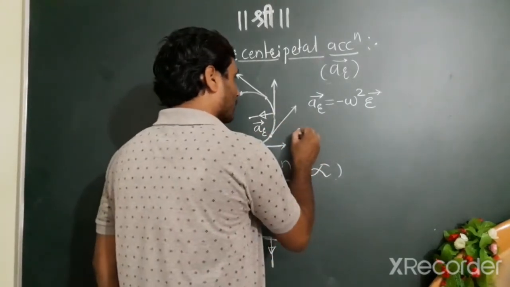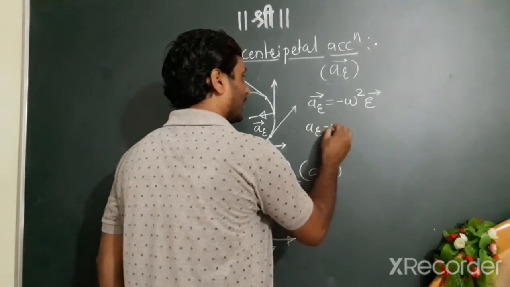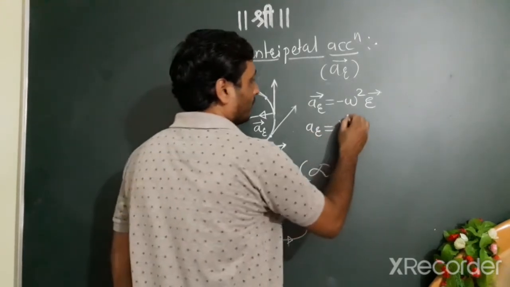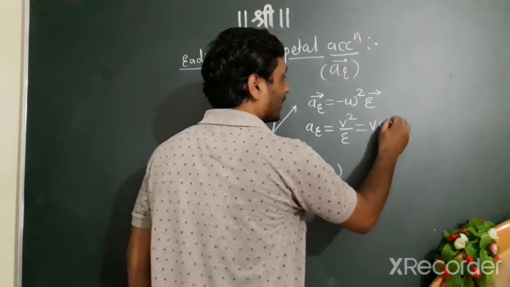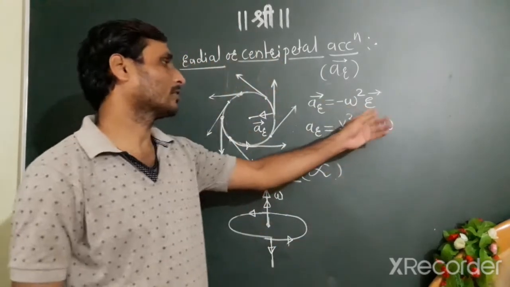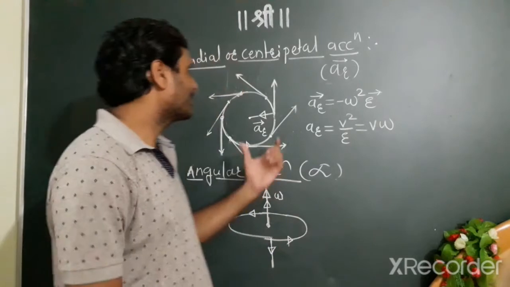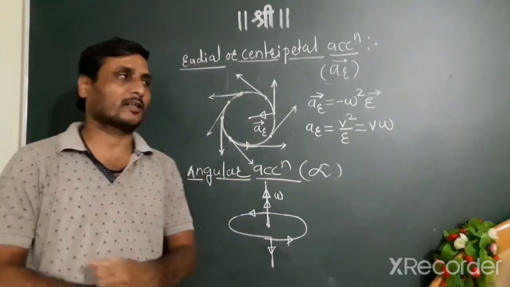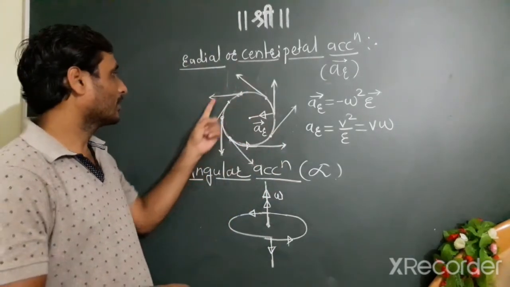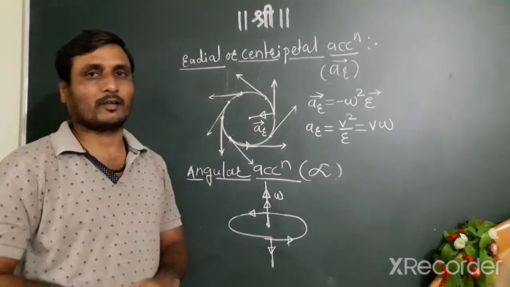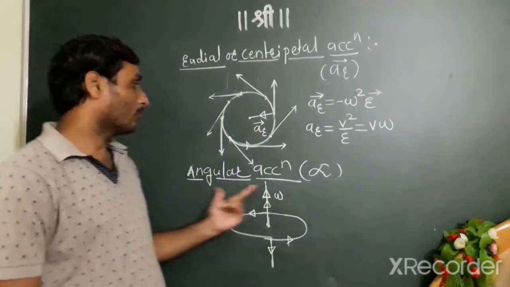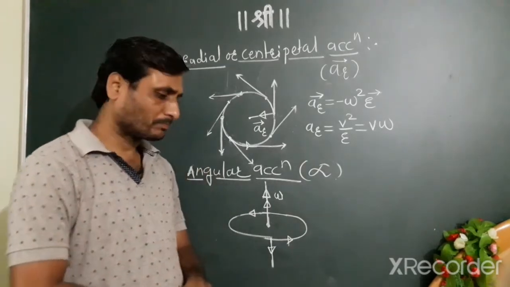In magnitude, the formula is also given by a_R is equal to v square upon r, or v into omega, or omega square into r. This is the radial or centripetal acceleration which causes the change in direction of the velocity of the particle in circular motion. Now, what is angular acceleration?